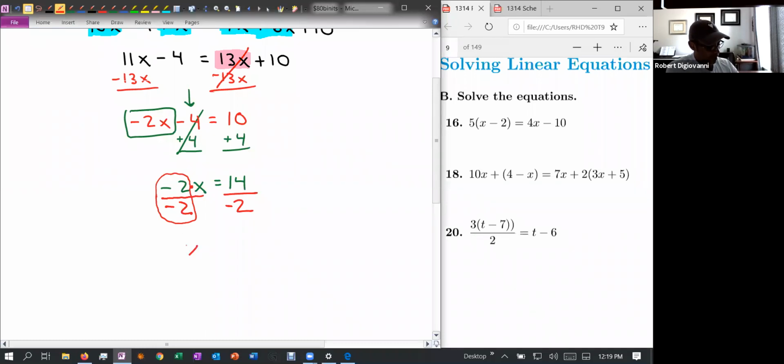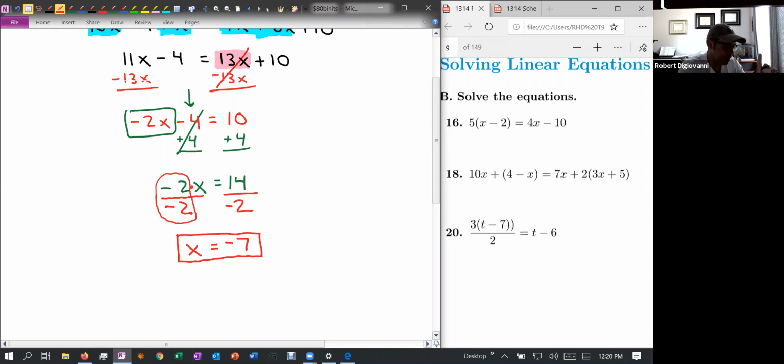And now I know the left side is just 1x and the right side is 14 divided by -2, which should be -7 because a positive divided by a negative is going to be negative. So we get x is equal to -7. And we could check our answer. I'm not going to, but we could check it.